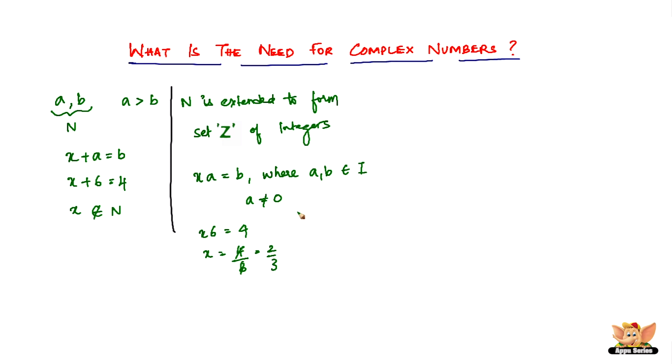And it definitely is not an integer, because integers are only numbers, both positive and negative, which have to be whole numbers: 0, 1, 2, 3, 4 and negative 1, negative 2, negative 3 and so on. It cannot be fractions or decimals. So to solve this equation xa equal to b, where a is not equal to 0, the set of integers was extended to obtain a set of numbers called rational numbers, denoted by Q.